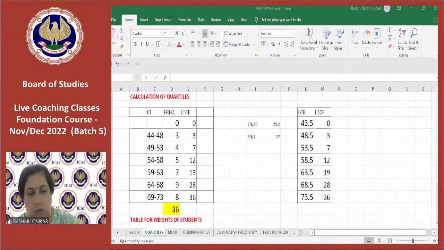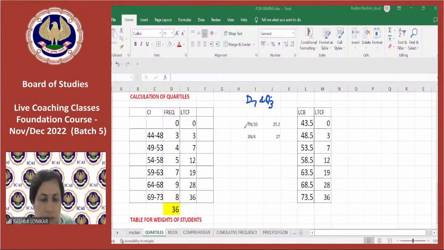We already know how to calculate the less than cumulative frequency, and we know how to find the class boundary. So what I have done here is I have written the lower class boundary and the less than cumulative frequency. How many students are there with less than 43.5 kgs weight? It is 0, and for 73.5 it is 36. Now we want to find D7 and Q3.